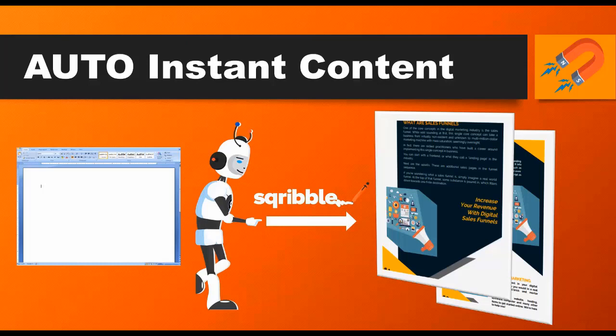Now, this is a massive feature of Sqribble. Sqribble will allow you to populate your entire ebook with automatic instant content. This is the big one. They've got an incredible content engine. With just a few clicks, it's going to fill out your entire ebook. So just keep watching to find out more about this.